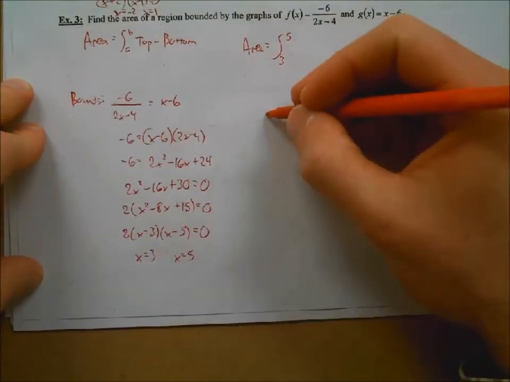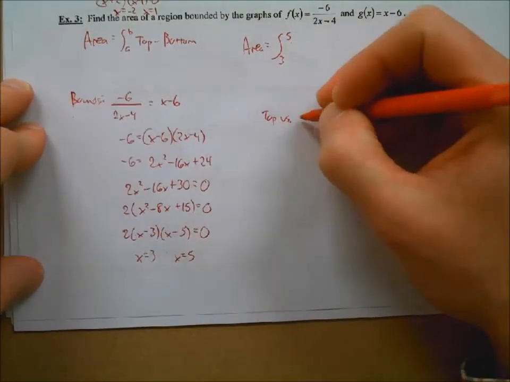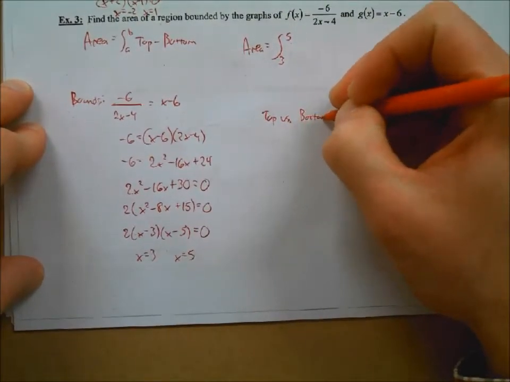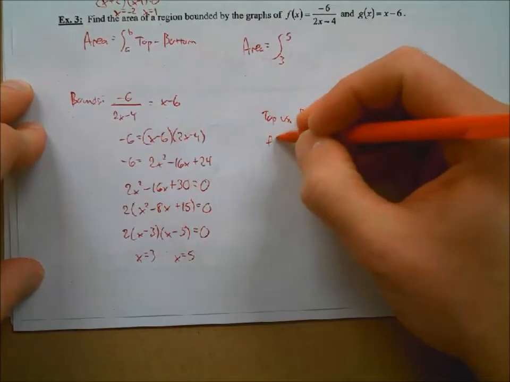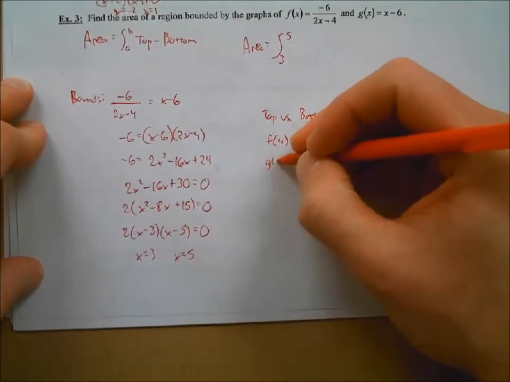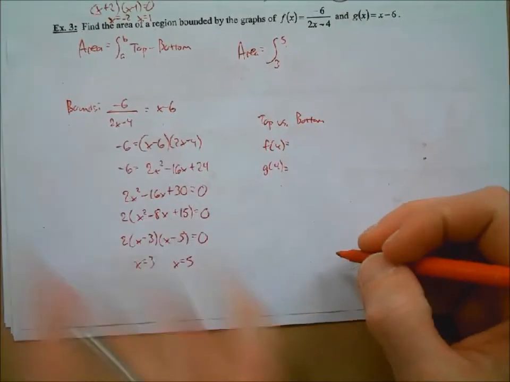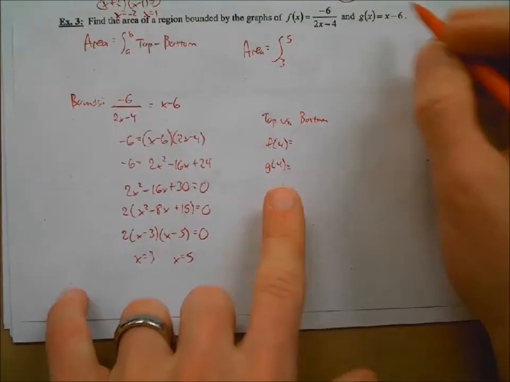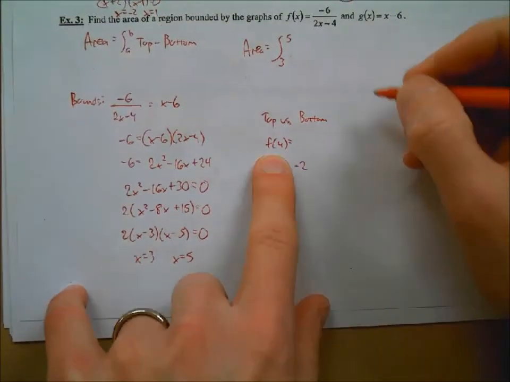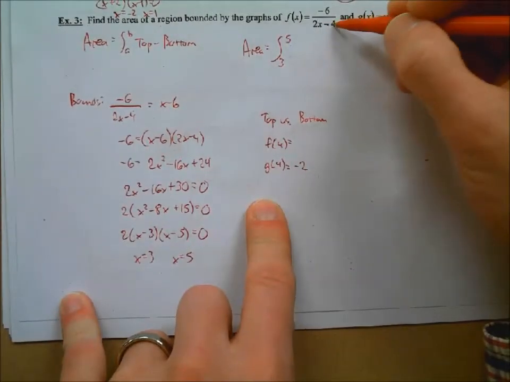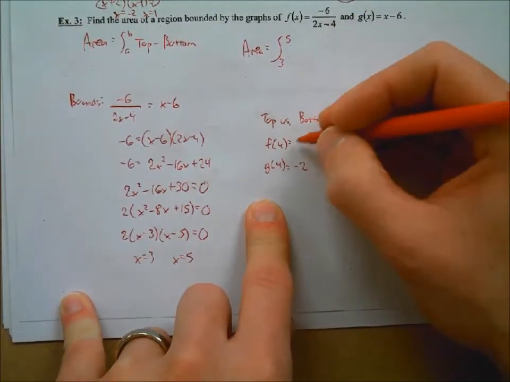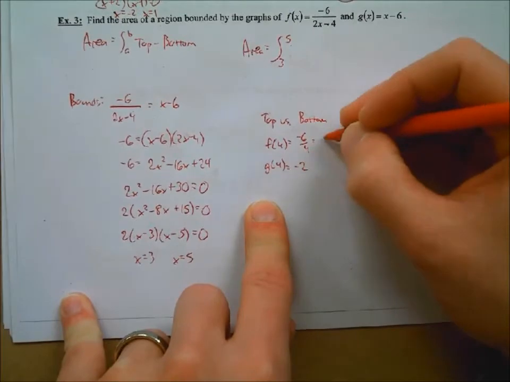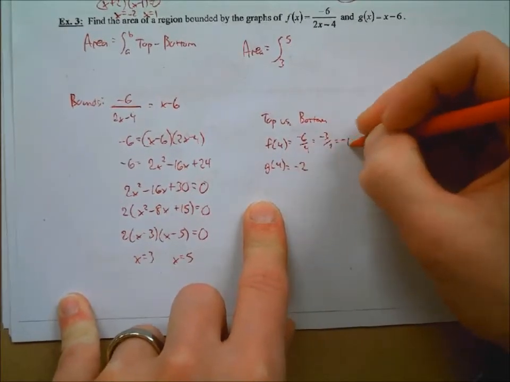So again, top versus bottom. If 0 is in the interval, that would be a great one to check, but unfortunately it's not, so we have to pick something in between there. So let's try f of 4 and g of 4. g of 4, that's easy, it's going to be -2. f of 4, let's see, it's going to be 8 minus 4, so 4, -6/4, which is equal to -3/2, which is equal to -1.5.